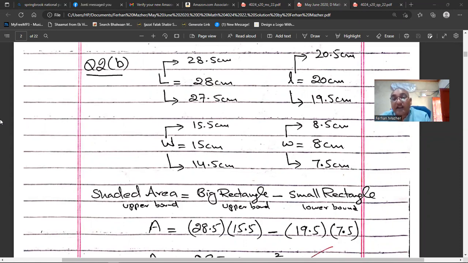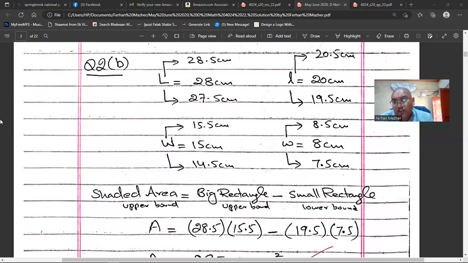In the same way, the smaller rectangle, its length is 20 centimeters. Its upper bound will be 20.5 centimeters. Its lower bound will be 19.5 centimeters. In the same way, the smaller rectangle, its width is 8 centimeters. So its upper bound will be 8.5 centimeters and its lower bound will be 7.5 centimeters. Now I know the upper bound and lower bound of all the dimensions. The shaded area is equal to the big rectangle area minus the small rectangle area, because I want the upper bound of the shaded area.